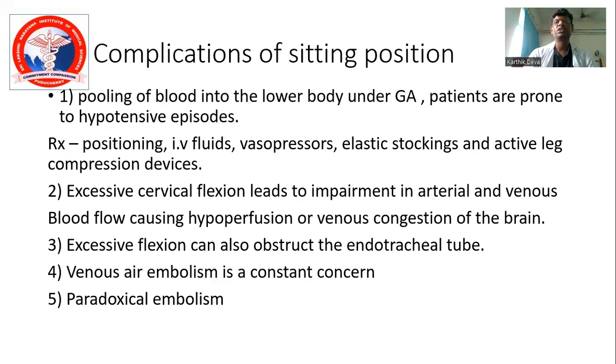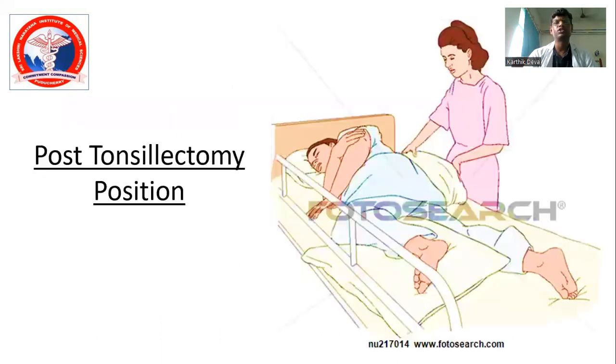Complications are the pooling of blood in the lower body, and under GA patients are more prone to hypotensive episodes. Excessive neck flexion leads to impairment in arterial and venous blood flow, causing hypoperfusion or venous congestion of the brain. Venous air embolism is a constant concern. Paradoxical embolism. Excessive flexion can also obstruct the endotracheal tube.